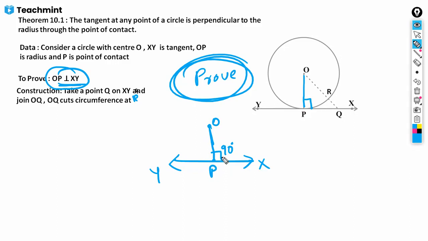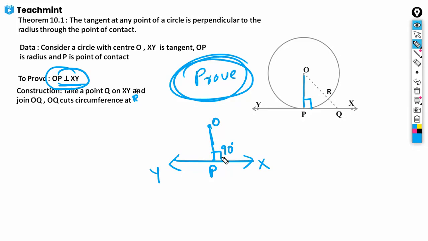Sir, to show that OP is perpendicular to XY, OP must be the shortest distance. Exactly. Very good, Abhi. If I prove that OP is the shortest distance, then OP must be perpendicular to XY.